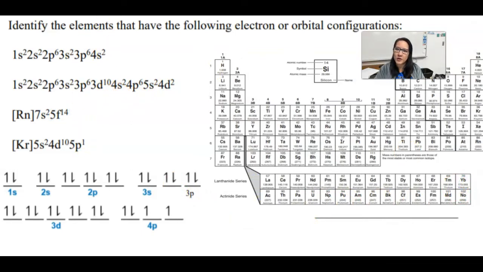Next, we're going to find, where is 5p1? Well, we're going to go to row 5, the P block, and we're only going to go 1 into the P block, so that's going to land us on indium.